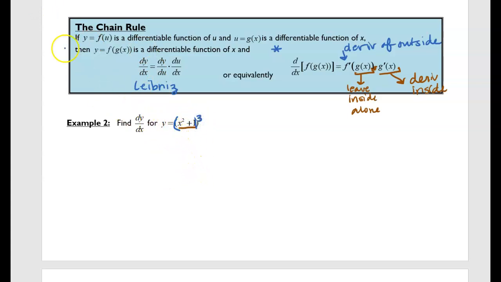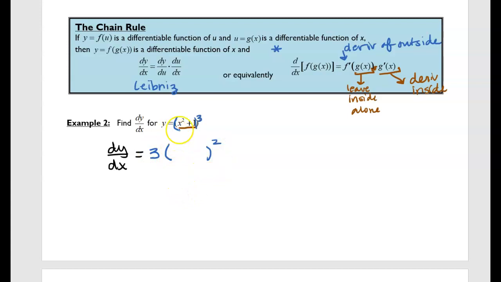So when I'm going to take my derivative, dy dx, I'm going to take the derivative of the outside first. So I have something to the third power. So the derivative of something to the third power is 3 something squared.